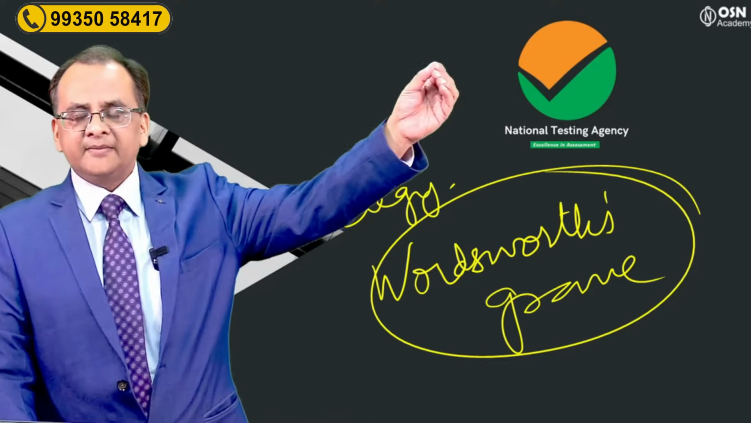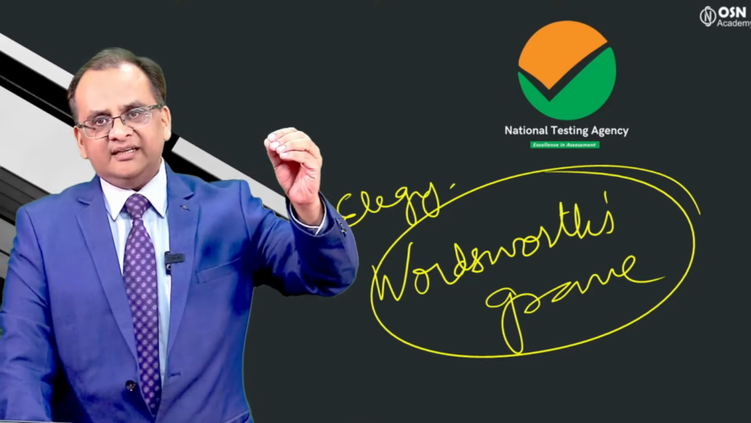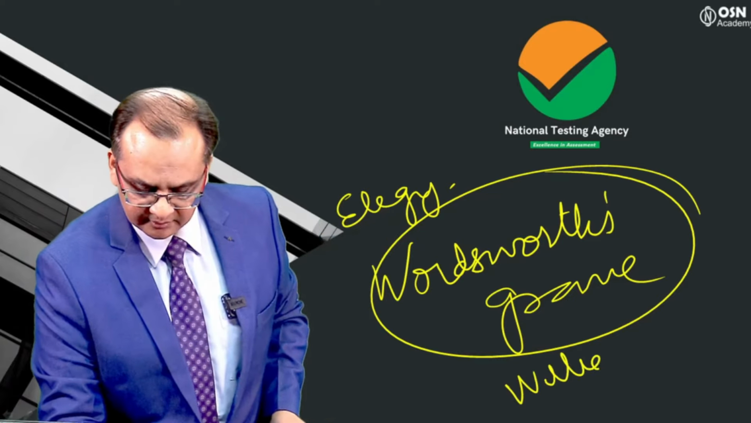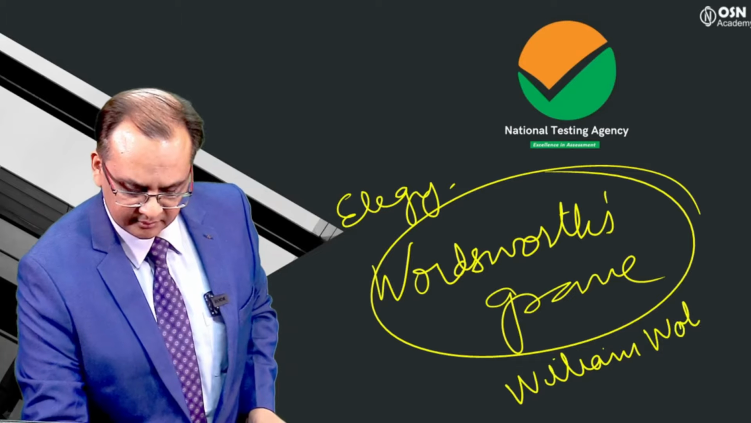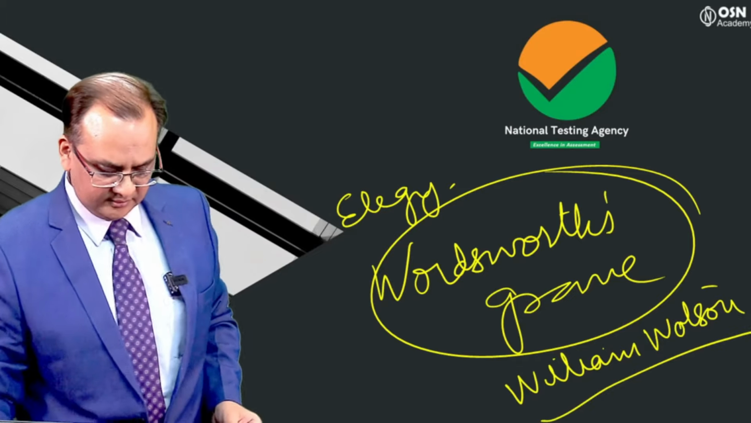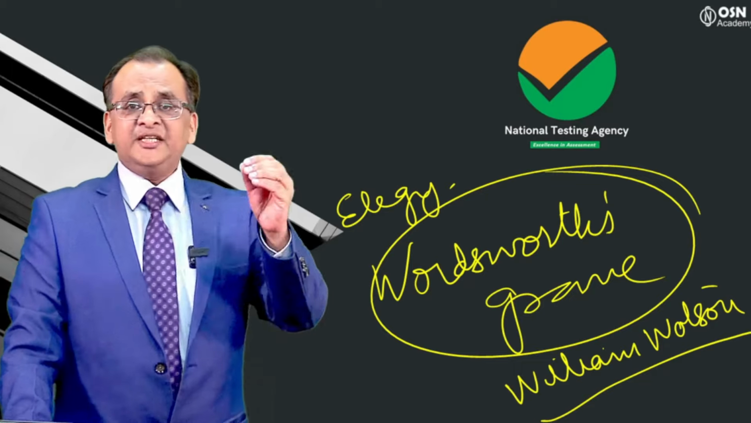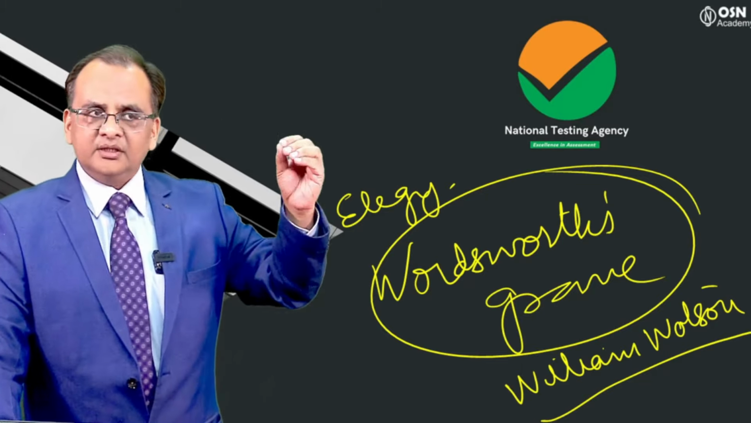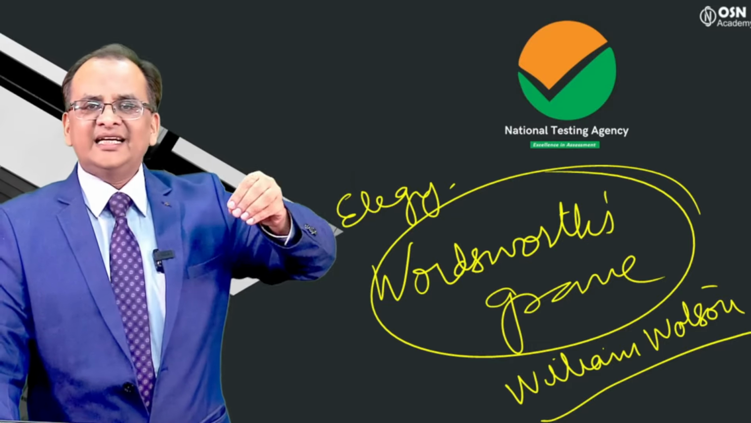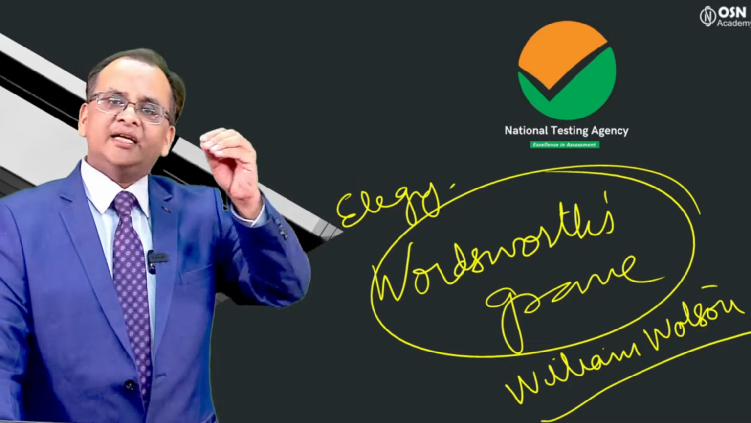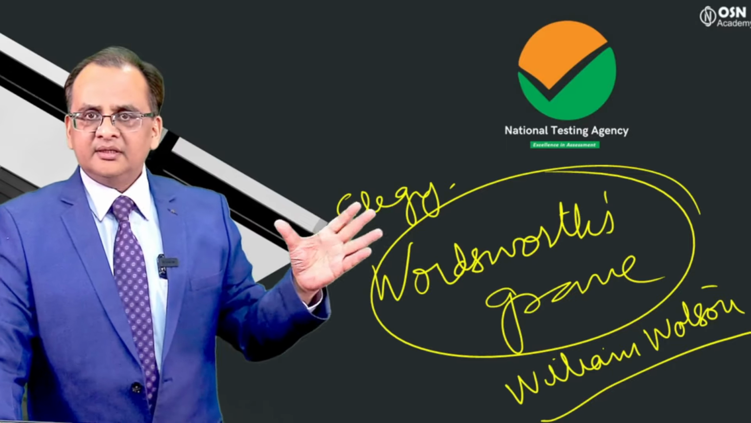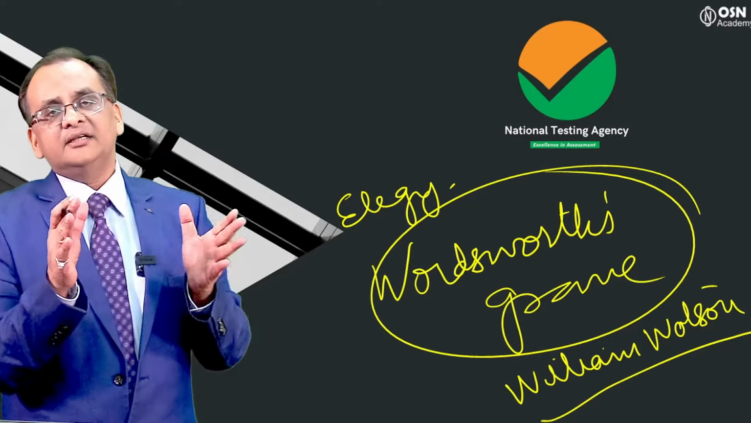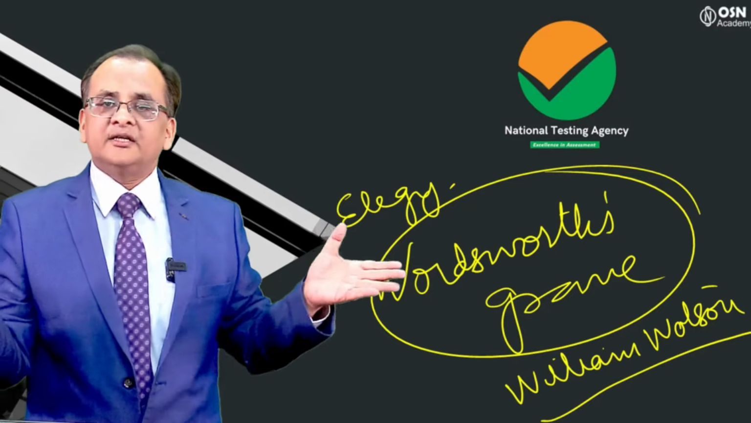This is an elegy, and this elegy, Wordsworth's Grave, is written by William Watson in 1890. Now, the whole collection is called Wordsworth's Grave and Other Poems. Can you imagine the question? This whole collection is called Wordsworth's Grave and Other Poems.